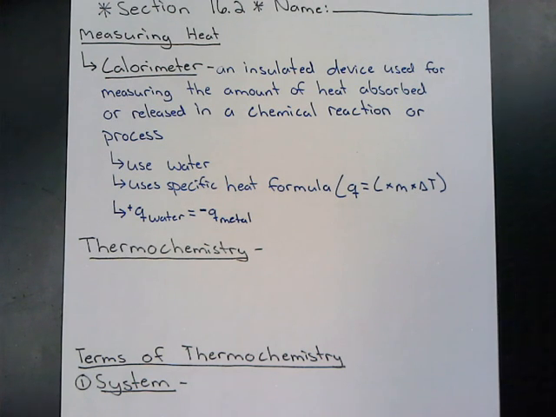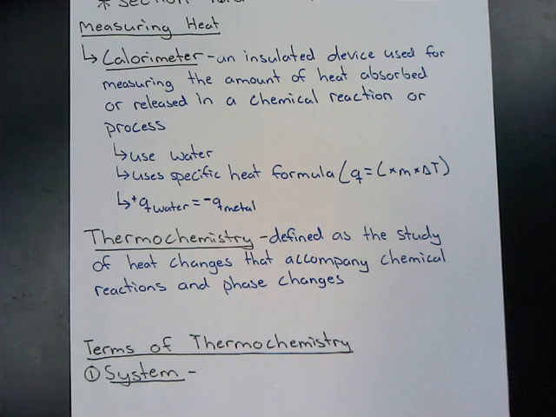Now, moving on to thermochemistry. What a calorimeter allows us to do is calculate the heat exchange for a chemical process. So that leads us to thermochemistry. Thermochemistry is simply defined as the study of heat changes that accompany chemical reactions and phase changes. So I'm going to pause the video and write that down. All right, so the notes show the exact detailed definition of thermochemistry.